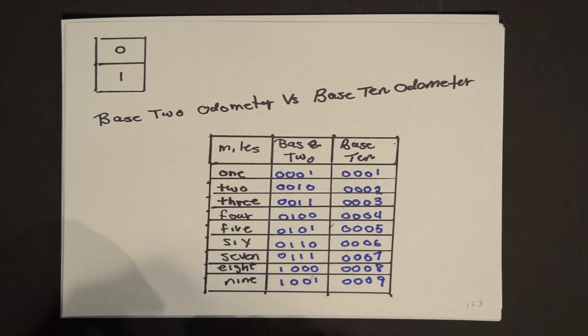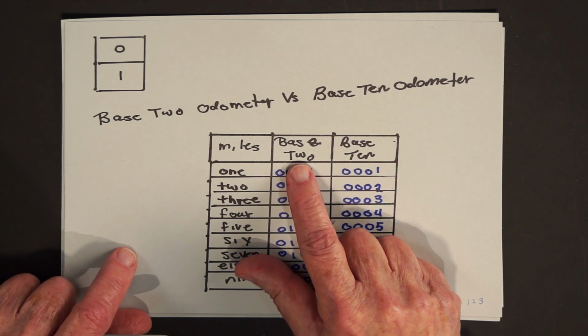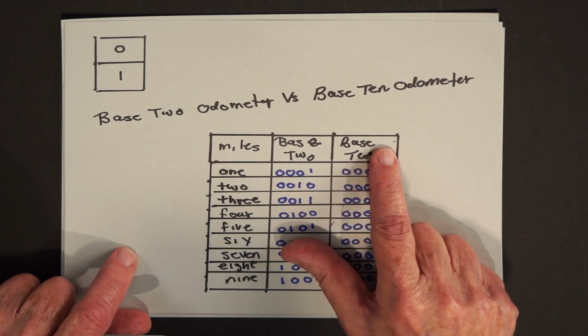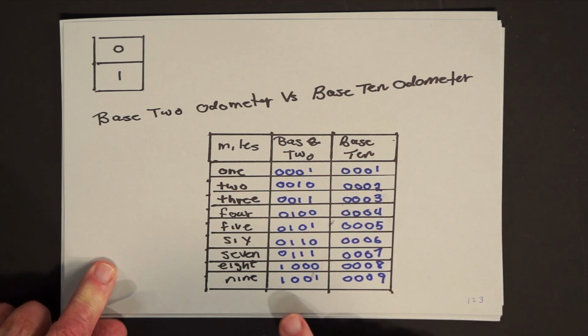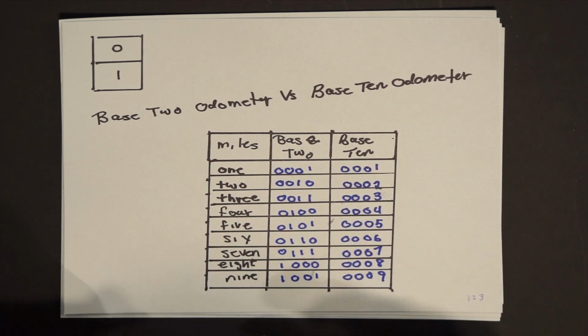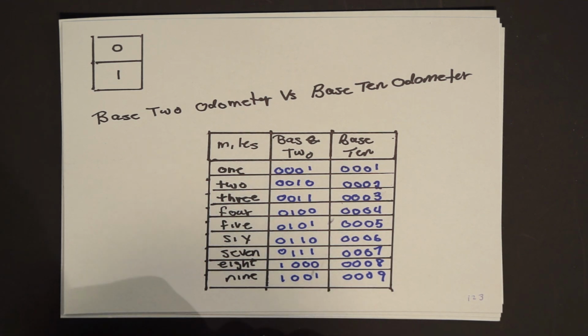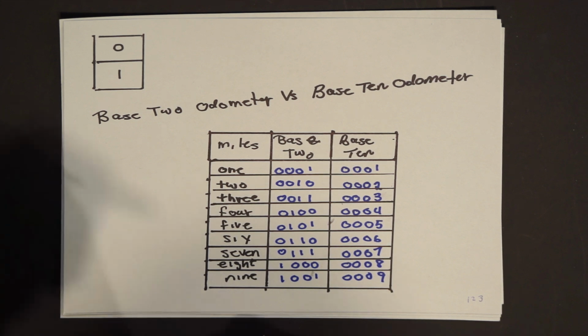So let's take a look and see what would happen. Let's suppose in an automobile, there's side by side a base 2 odometer and a base 10 odometer. The base 10 odometer we're pretty much used to. You drive 9 miles, it goes 1, 2, 3, 4, 5, 6, 7, 8, 9. What happens with the base 2 odometer? After 1 mile, you see 0, 0, 0, 1.